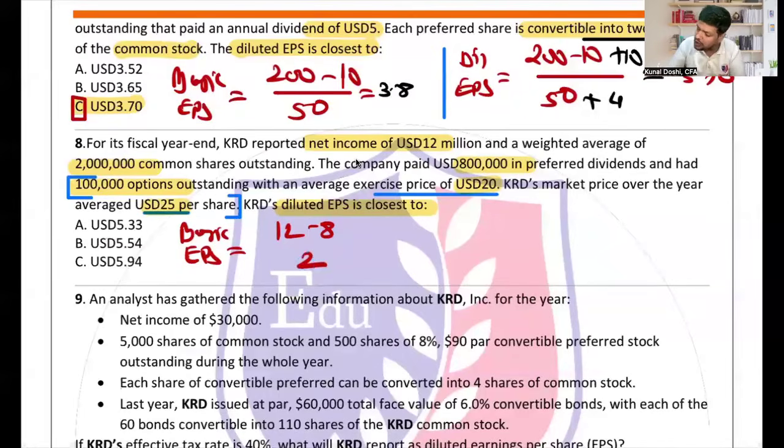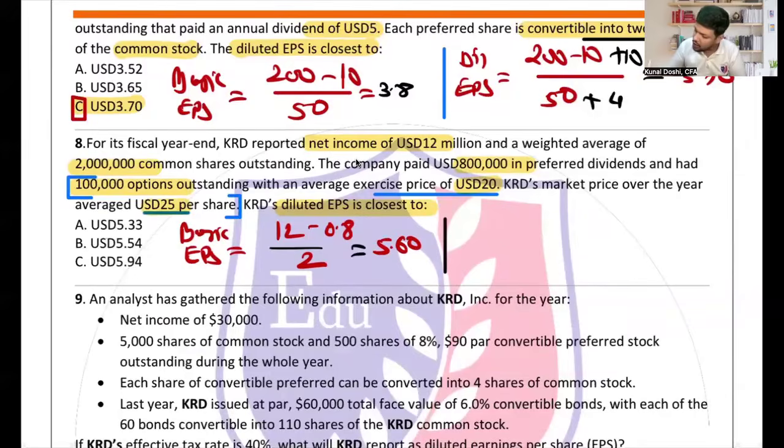So all I'm going to do here is conclude my basic EPS first. That is 12 minus 8, 4 divided by 2 is 2. I've made a mistake. It is 800,000, and I deliberately did it because you might also make this mistake. 12 million minus 800,000 is 0.8 million. Got it? So 11.2 divided by 2. Your basic EPS is 5.6.